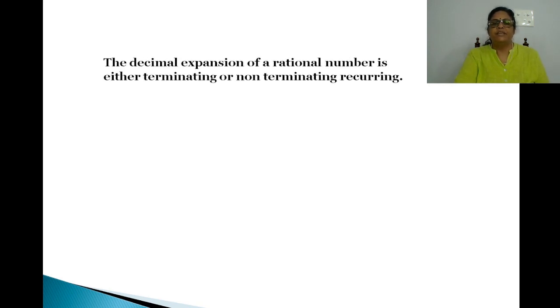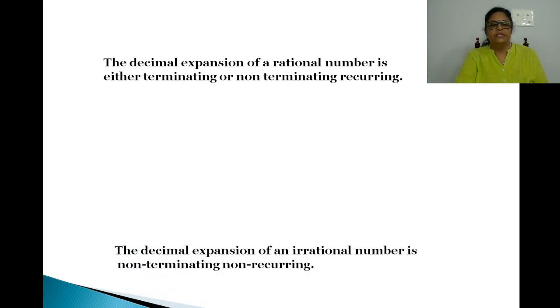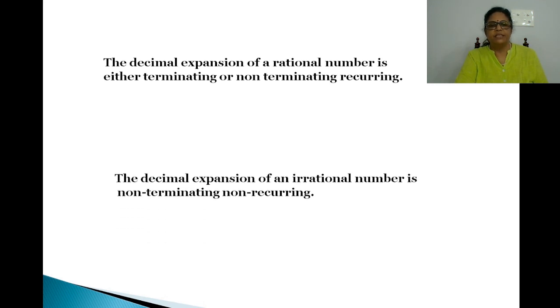So the decimal expansion of a rational number is either terminating or non-terminating, repeating, recurring. The decimal expansion of an irrational number is non-terminating, non-repeating.